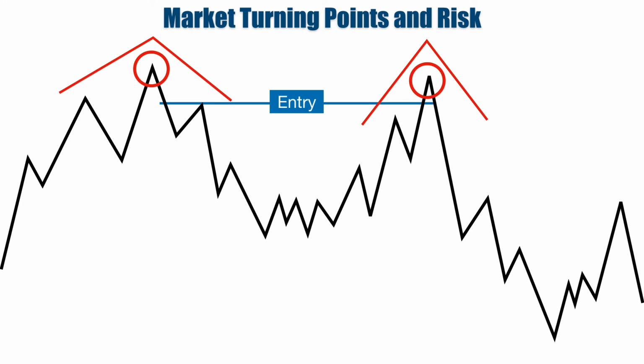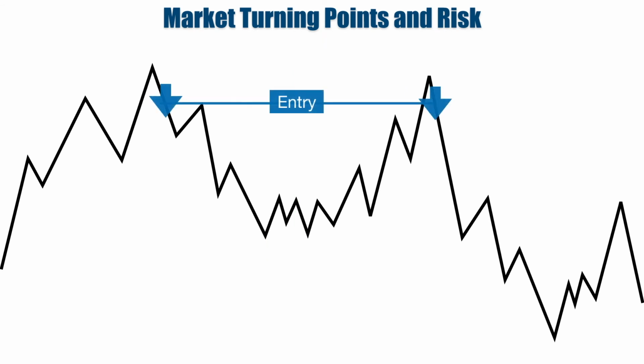Their risk on a trade is determined by the difference between their entry point and where they'll get out of a trade with a loss if they're wrong. This can be and should be identified before a trader takes any trade. Traders set their exit or protective stop for a trade on the other side of a turning point. The closer the entry price is to the other side of the turning point, the lower the risk.